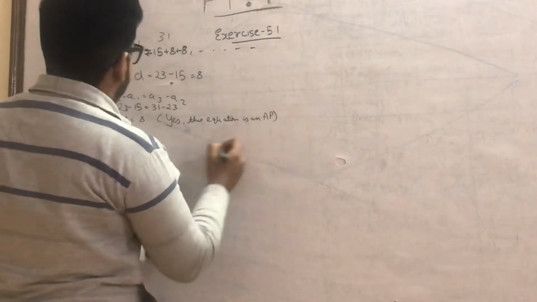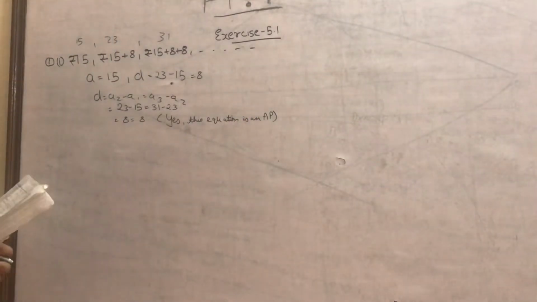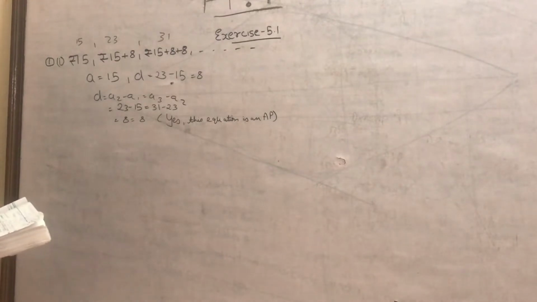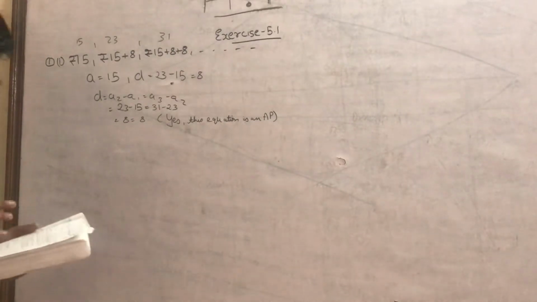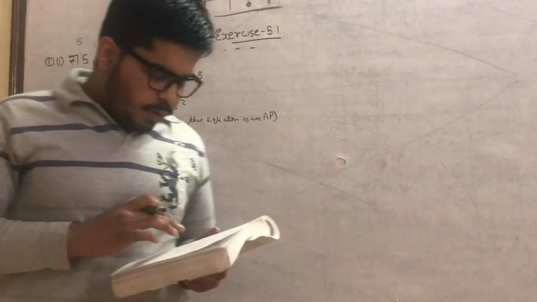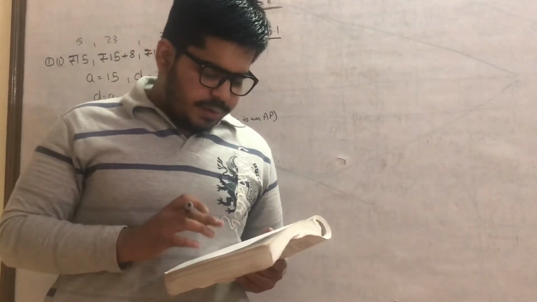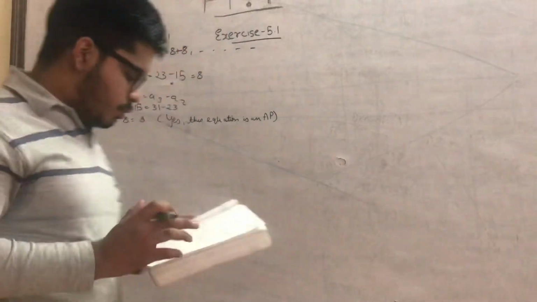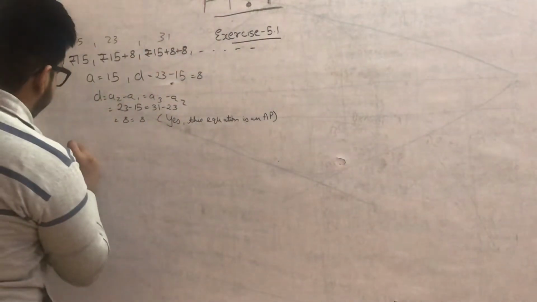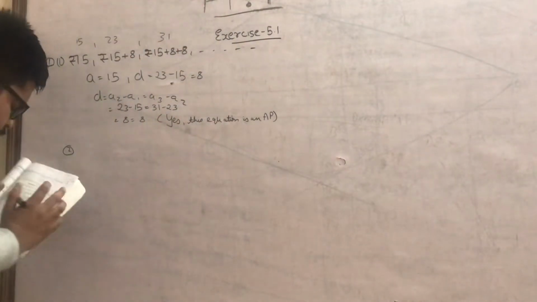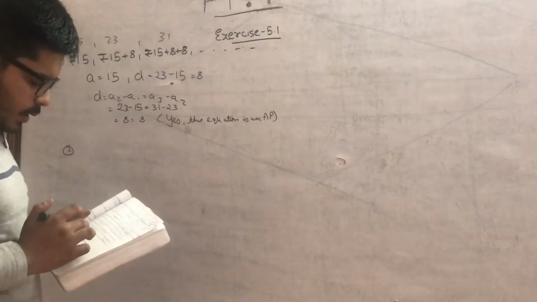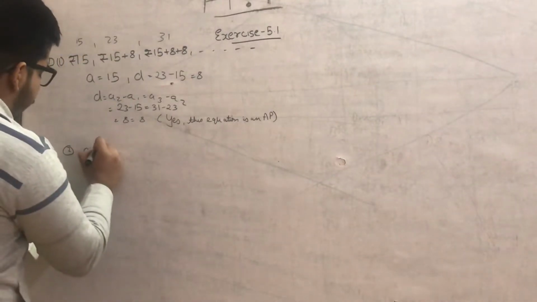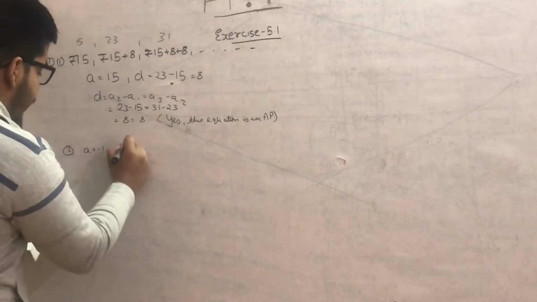Okay. Now you can choose some different type of question. Don't choose from the remaining part of question number 1. Choose some other. Now we are going to do the second question of exercise 5.1. Write the first four terms of the AP when the first term A and the common difference D are given as follows. We are going to do the fourth part of this question in which A is equal to minus 1 and D is equal to 1 by 2.